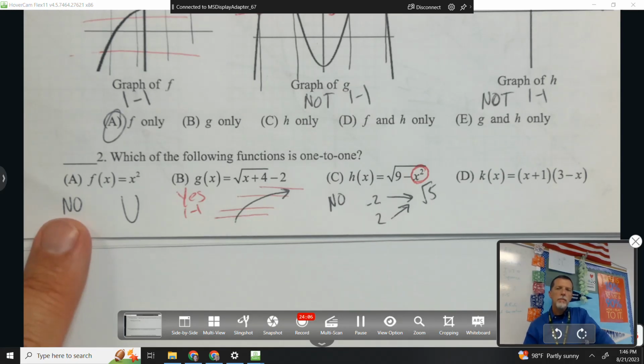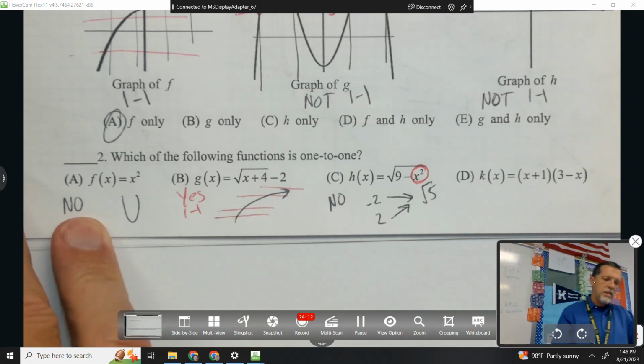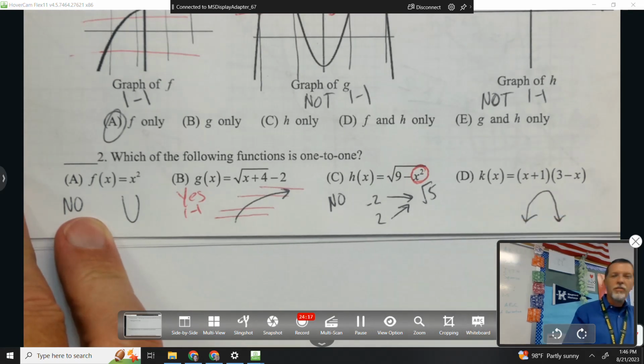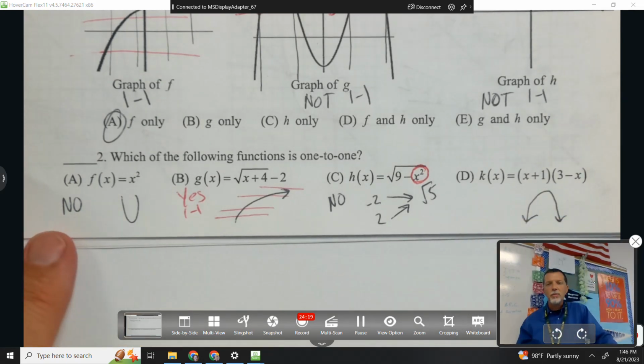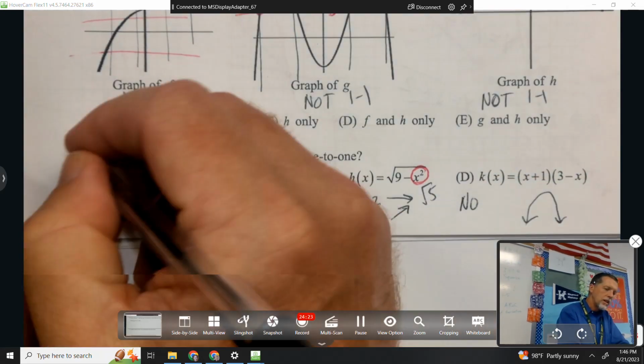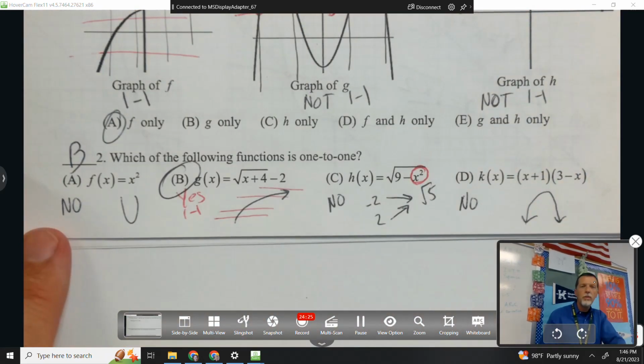D. I don't know what that... Well, actually, I do know what D looks like. What is D? Parabola. It's a downward parabola. So that's a pretty good idea what it looks like. So that's not one-to-one either. So only B was a one-to-one function.